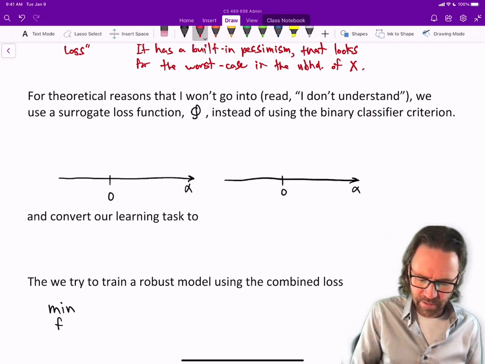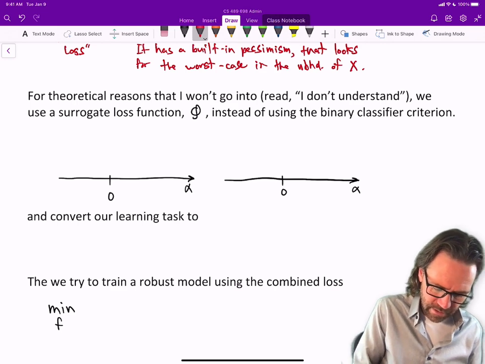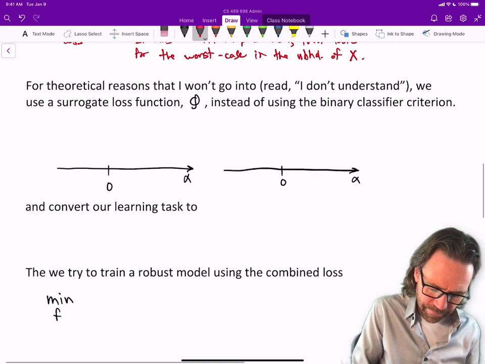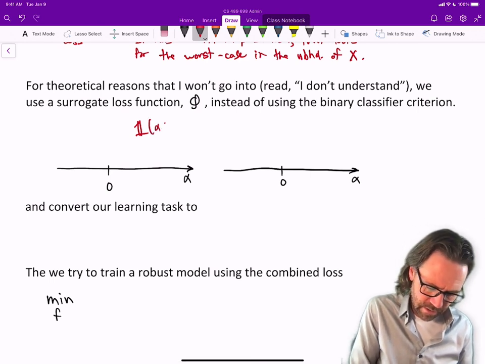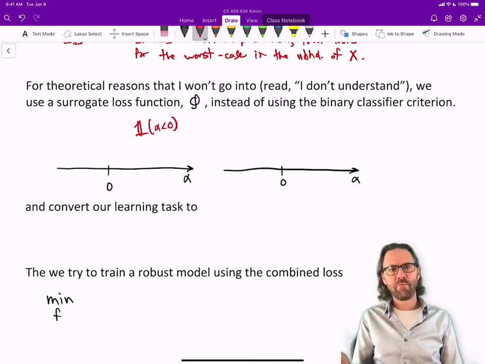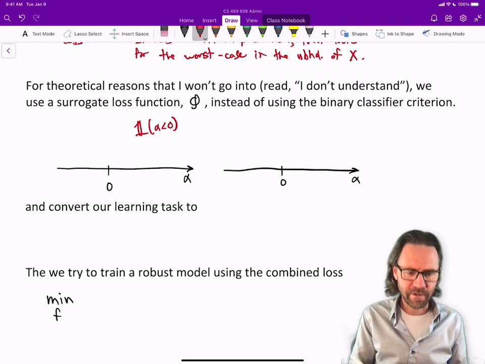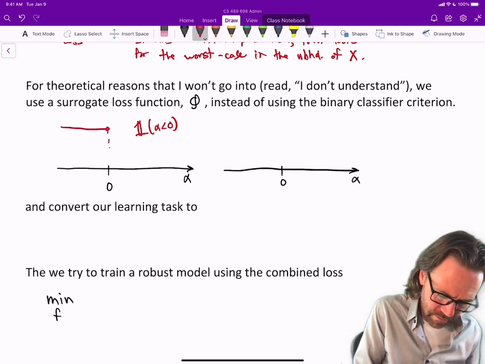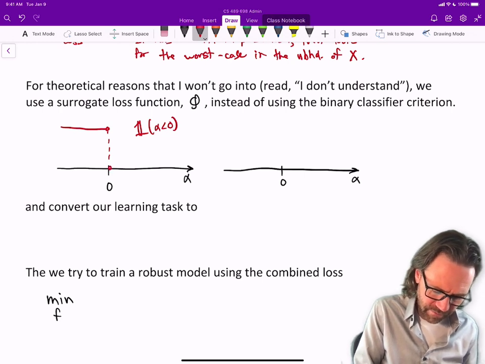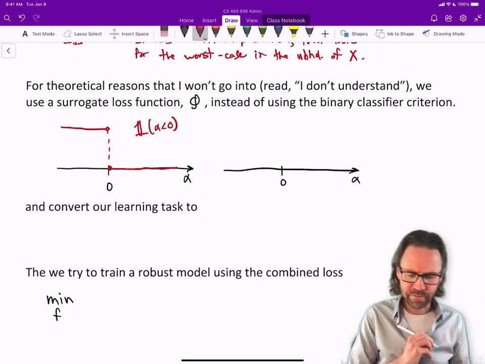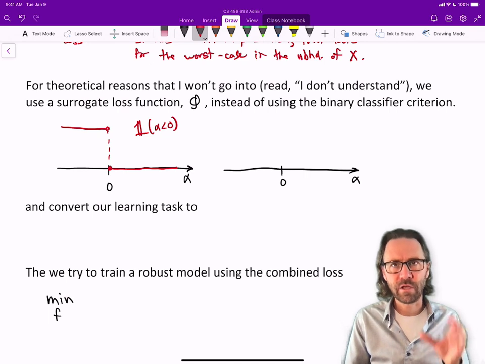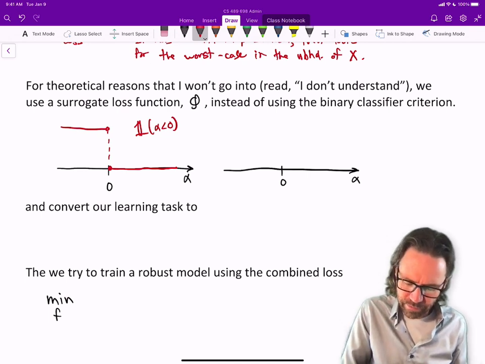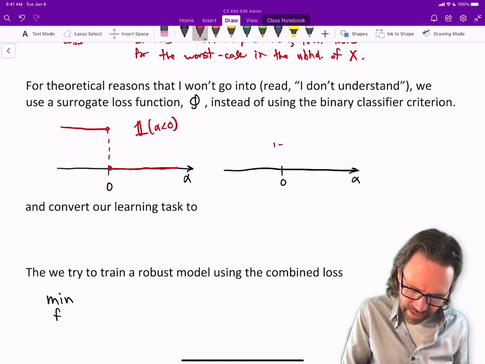So before, we basically had this thing that counts the number of wrongs. It counts when alpha is less than 0. When the input is alpha, it'll return a 1 when alpha is negative, and a 0 if alpha is positive. So it's counting the times that the input is negative. We're going to use a smoother version of that.